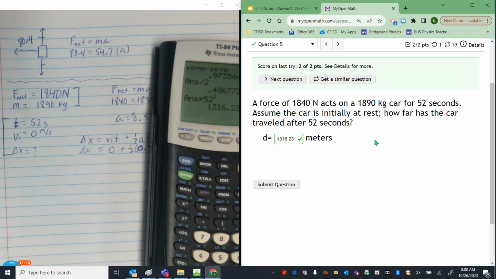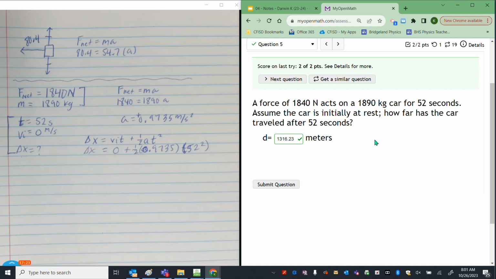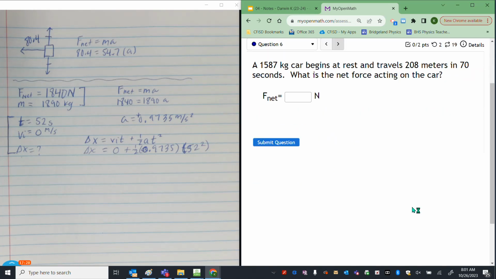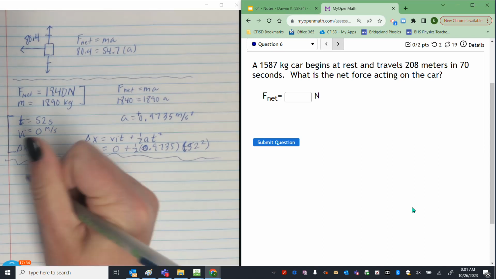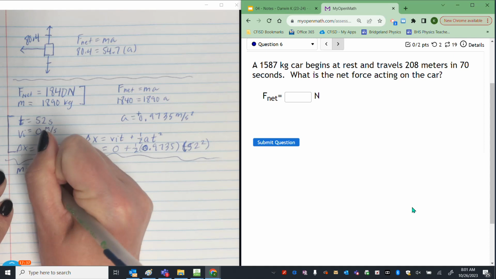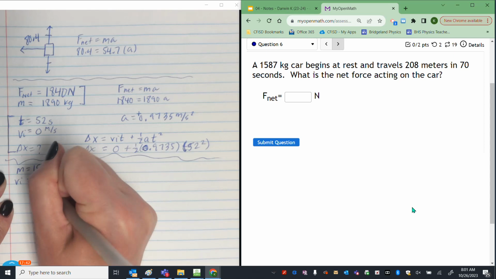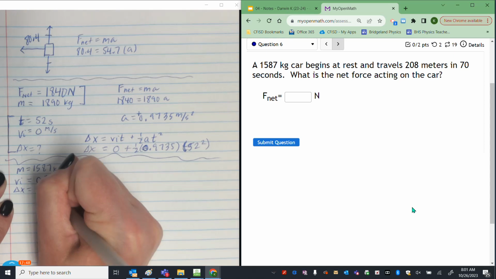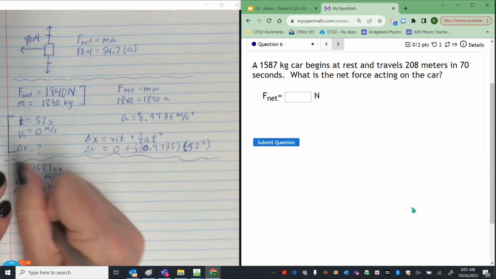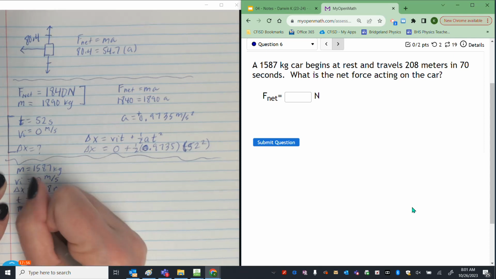Okay, so you're using both force equations from this unit and kinematic equations from earlier in the year to solve ones like this. All right, this one says a 1,587 kilogram car begins at rest. Again, I'm just going to label it as we go. I have a mass, 1587 kilograms. I have an initial velocity of 0. It began at rest. I have a displacement of 208 meters. I have a time of 70 seconds, and I'm trying to find net force.